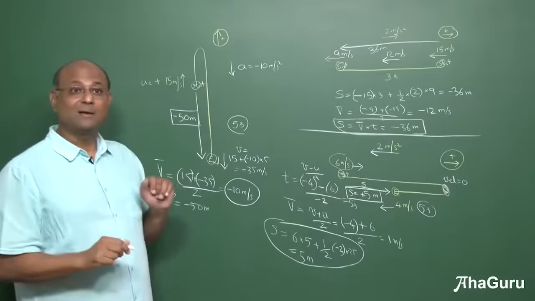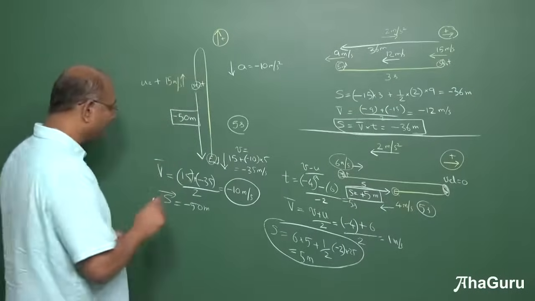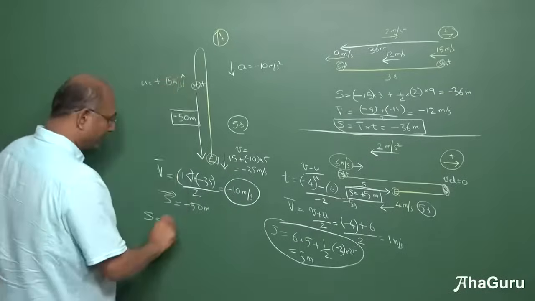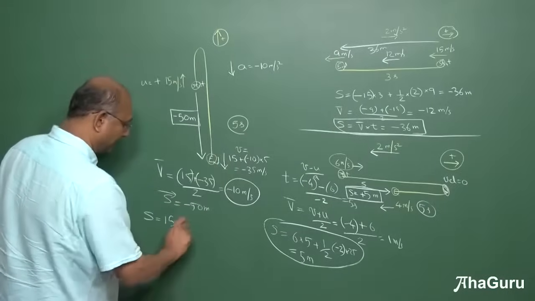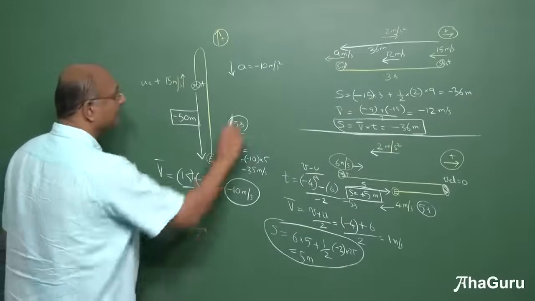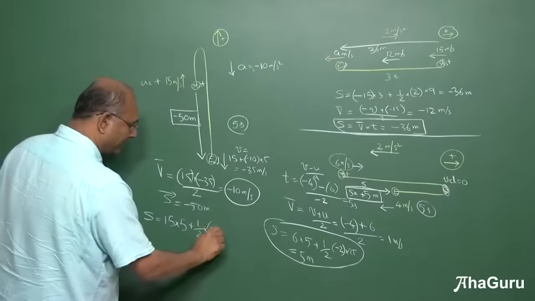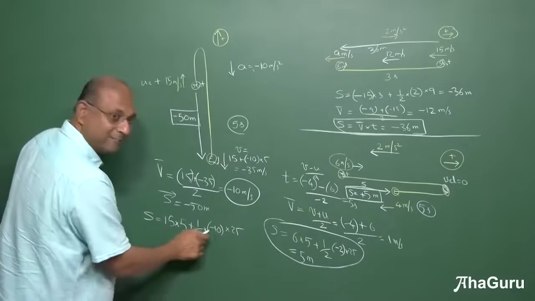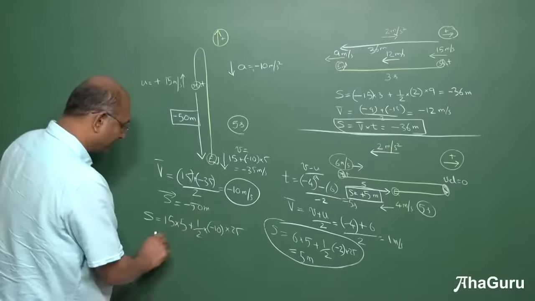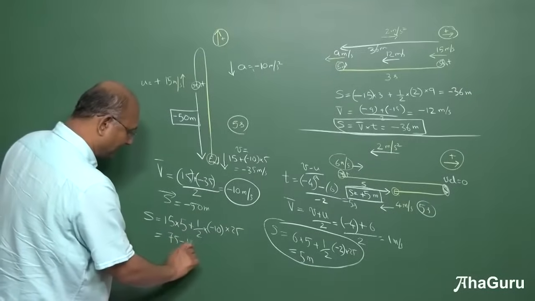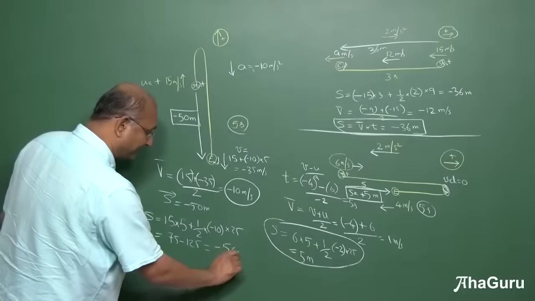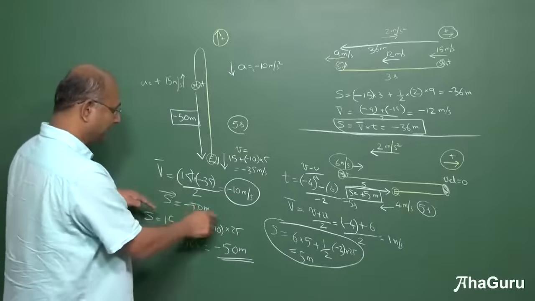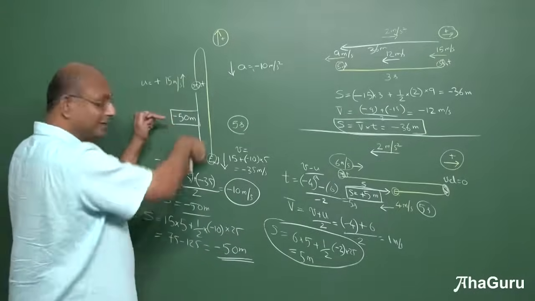Suppose I had used the formula instead of calculating all this. Let us see. S is ut plus half at square. What is u? 15. So 15 t plus half a t square, which is 25. What is this? This is 5, minus 5. 5 into 25, 125. This is 75. 75 minus 125 is minus 50 meters. Notice that you get minus 50 here and you get minus 50 if you use that. Minus 50 tells you the displacement.